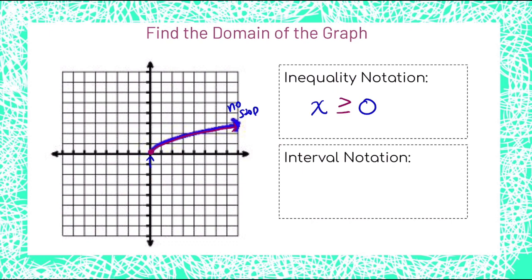So in interval notation, I'm going to have 0, comma, and then it goes on forever. What symbol do I use for forever? Right, infinity. And if I have a closed circle, should I have a bracket or a parenthesis for the 0? I want to have a bracket. And then for infinity, you always get a parenthesis.